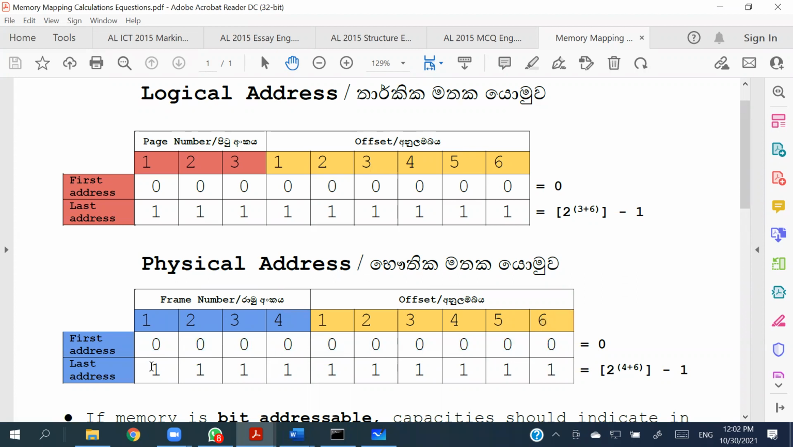Okay, and again, I have shown you what are the first address and the last address of the memories. So the first address is going to be all zeros. Now this physical address altogether has 10 bits. So 10 zeros will indicate the least address or the first address. And the last address is going to be indicated by 10 ones. So the value of that can be found by 2 to the power 10 minus 1. So always remember, you are going to reduce 1 from the number which indicates the 2 to the power.